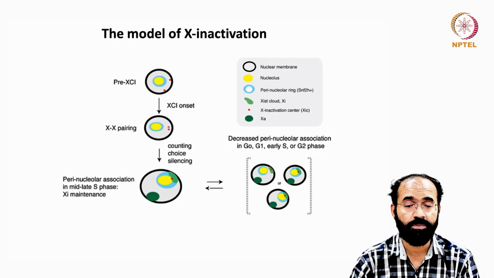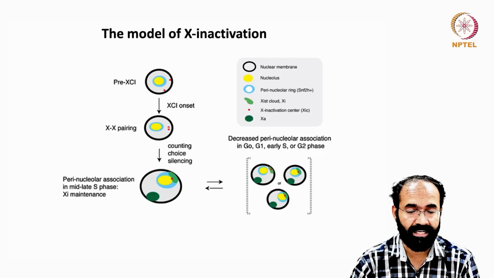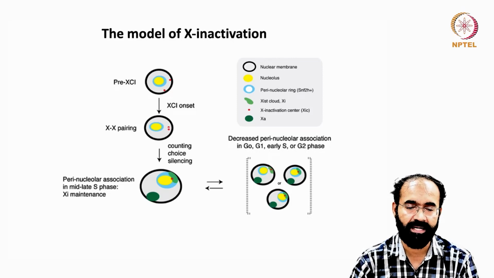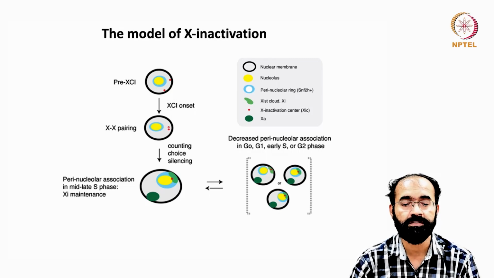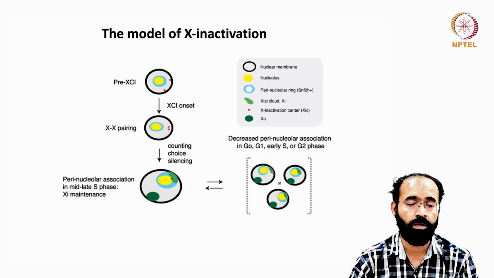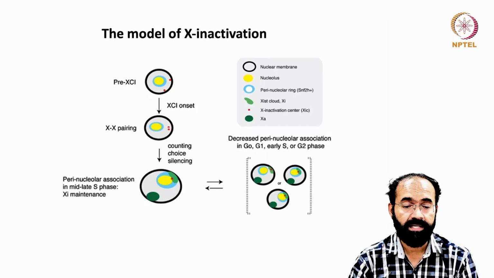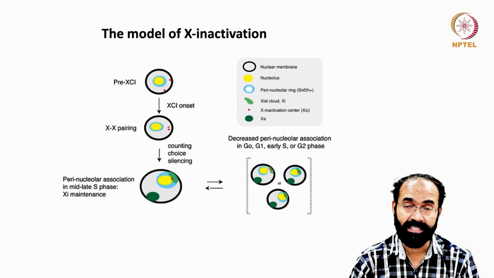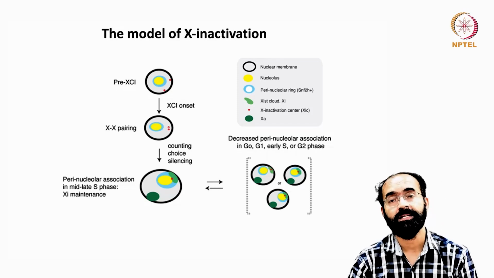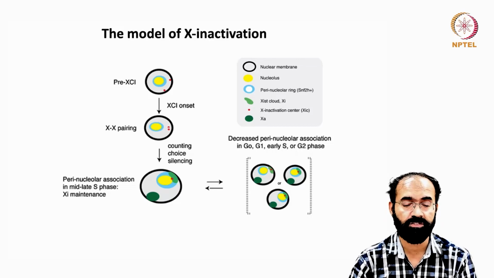Once X chromosome inactivation is onset, then there has to be a pairing. Like you can see, they are separately present. The blue color and yellow color dots are the nucleus and nucleolus, and they are now counting. They are paired. Now XX pairing is happening, and their counting happens, and then the choice of silencing also happens.